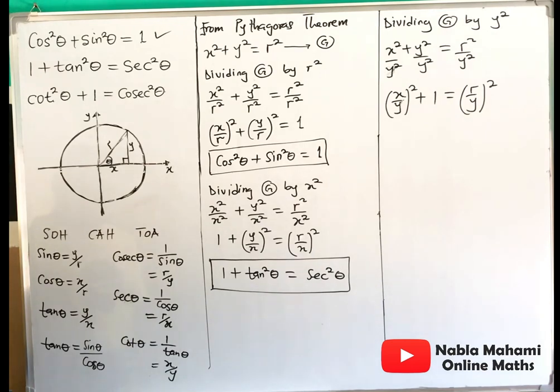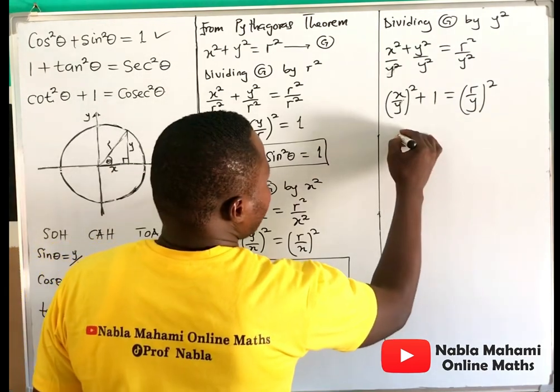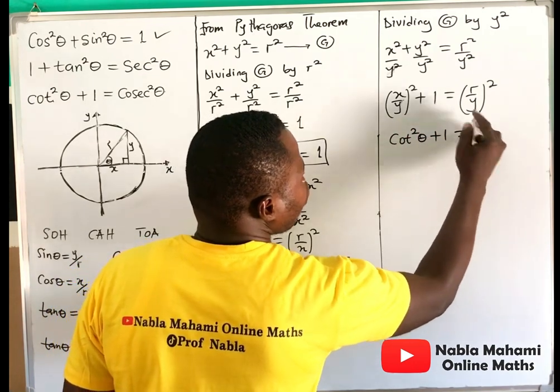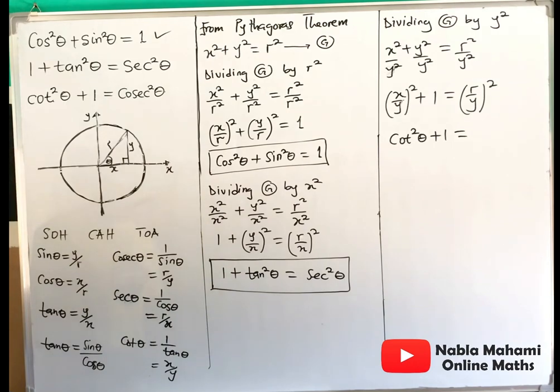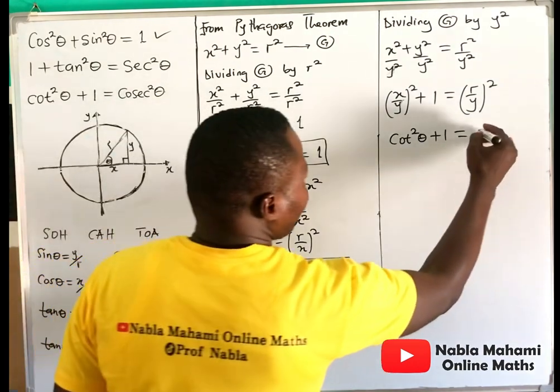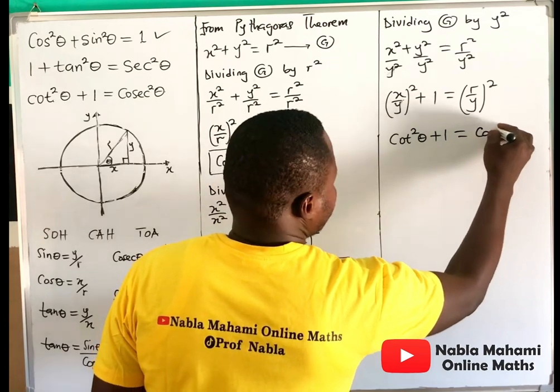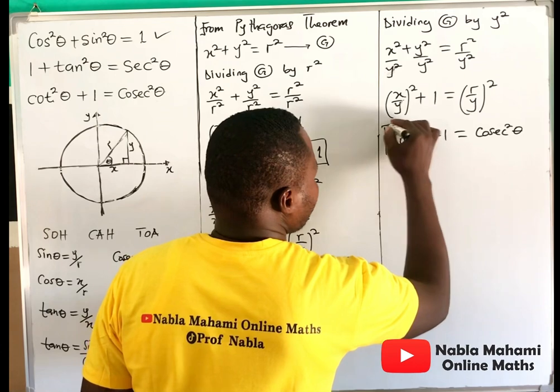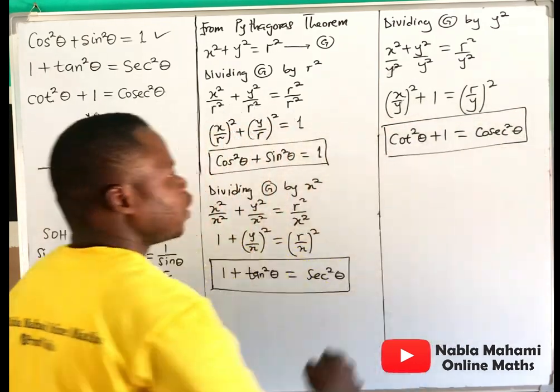Now let's go back and see which of them is giving me x over y. You can see that x over y is cot. So I can write here cot squared because of the power, theta, plus 1 is equal to r over y. Which of them is giving me r over y? You can see that r over y is cosec theta. But I'll write cosec squared because of the power here, theta. And this one too is the third identity.